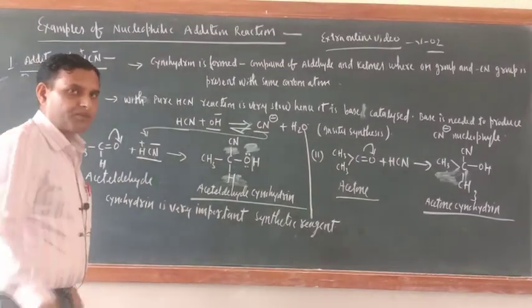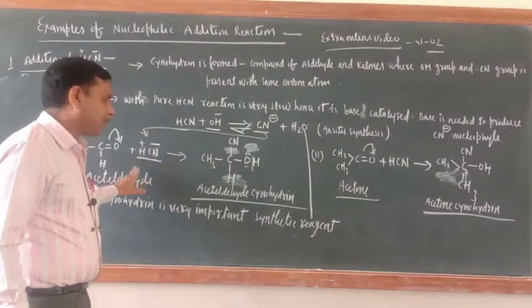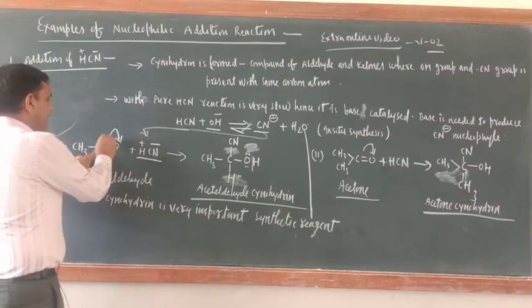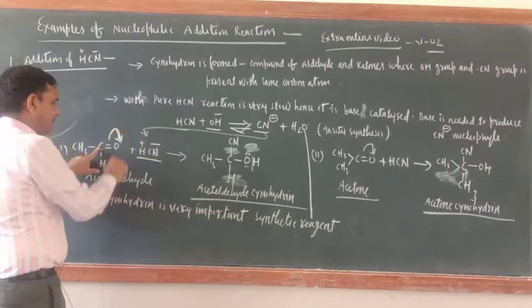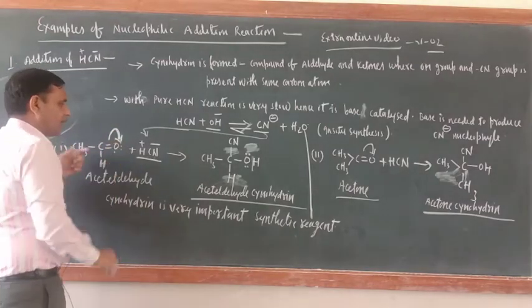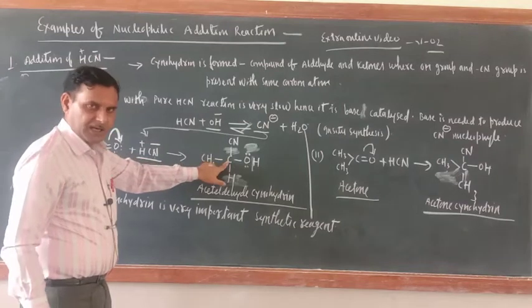Then the first step in the mechanism would be the attack of the nucleophile. So now CN will attack here. Once these pi electrons are shifted toward the oxygen atom, then what would be there? One valency of carbon would be left free.